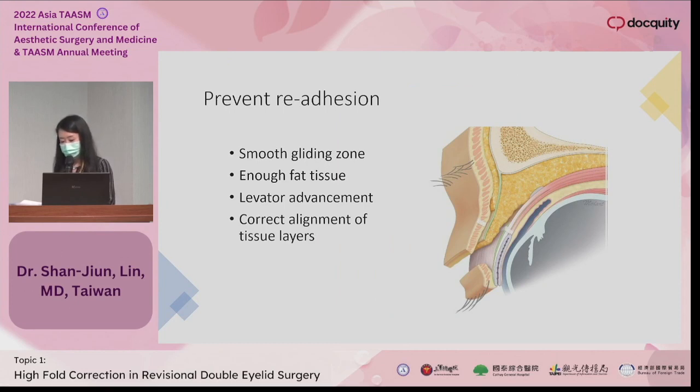First, there needs to be a smooth gliding zone over the levator sheath. Fat is a good buffer between levator and OM. It is the key to establish the gliding zone. As long as the levator muscle has the strength to contract, there can be enough movement of the posterior lamina to prevent re-adhesion. Correct alignment of tissue layers can prevent adhesions as well.